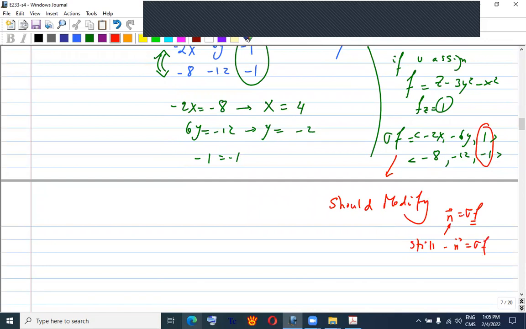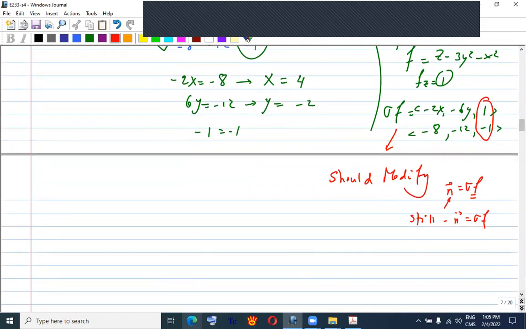Is it? Because they are proportional. Still proportional happens, not only in the opposite direction. I mean, minus n is parallel, not equal. Still the proportion happens. Okay. Yeah. Because if those are parallel, one of the vectors would make it equal.